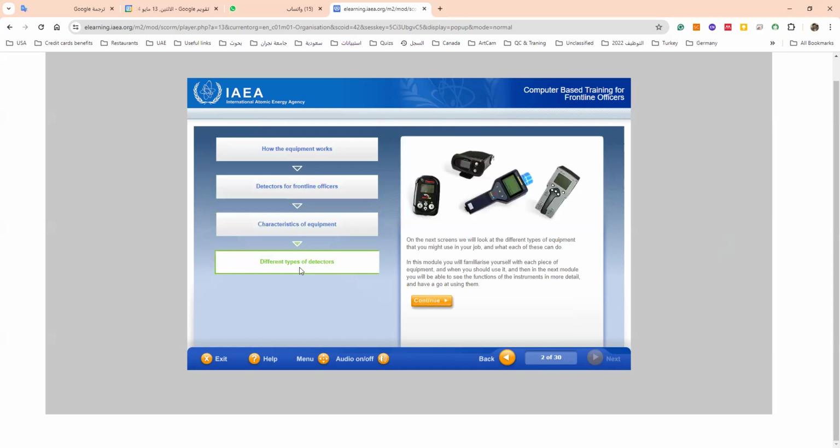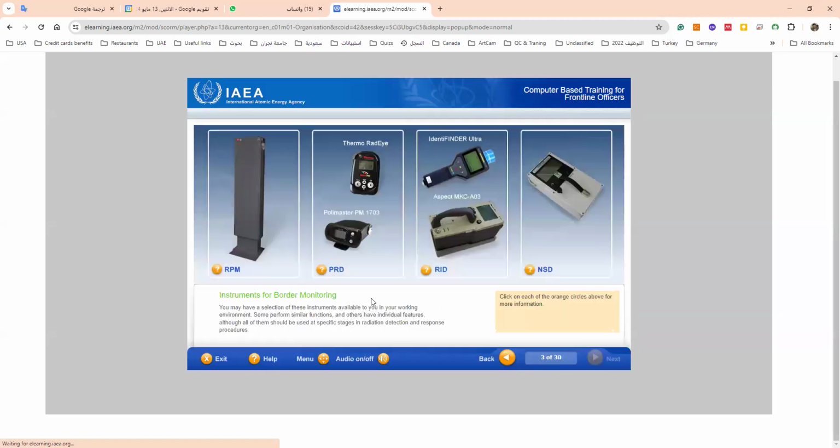On the next screen, you will look at the different types of equipment that you might use in your job and what each of these can do. In this module, you will familiarize yourself with each piece of it. Let's start with RPM. RPM stands for Radiation Portal Monitor. It's a large fixed instrument, often grouped in a pair, which people and vehicles pass through, and radiation is detected.